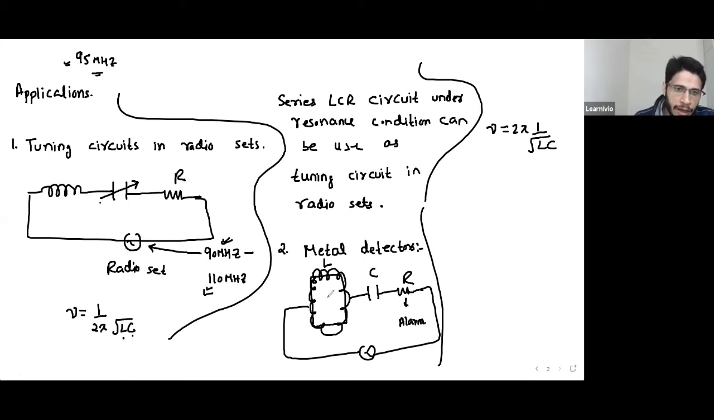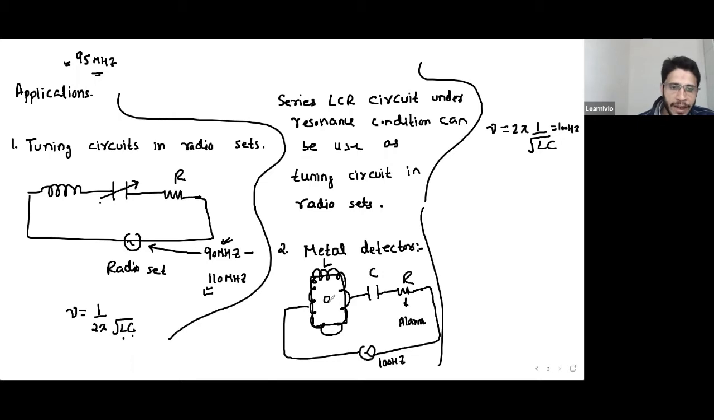So let's assume that the external frequency here is 100 hertz. And I have adjusted the value of L and C, a particular value of L and a particular value of C, so that the resonance frequency is 100 hertz. Which means your system is in resonance, and this alarm will remain off.